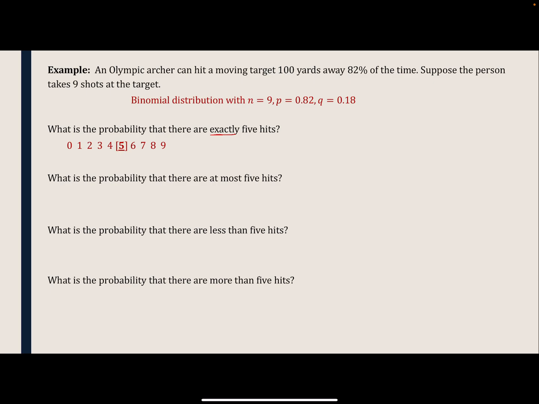We're looking for the probability of hitting exactly 5, so we're going to use the PDF command, where n is our number of trials, 9. So we're taking 9 tries at hitting this target. The probability of hitting the target, the probability of success, is 0.82, and we want to know the probability of getting exactly 5 targets. And we get our answer here.